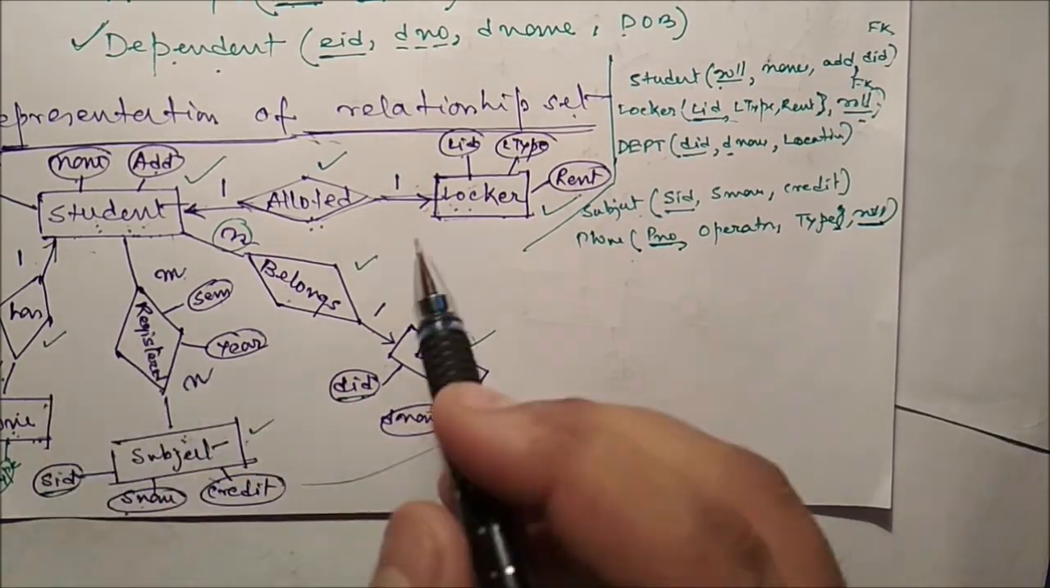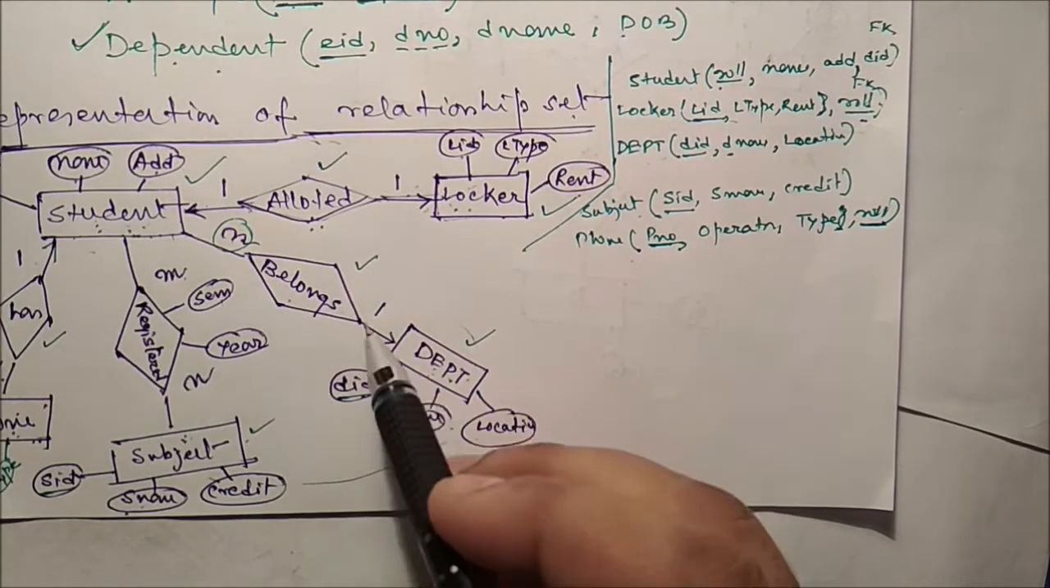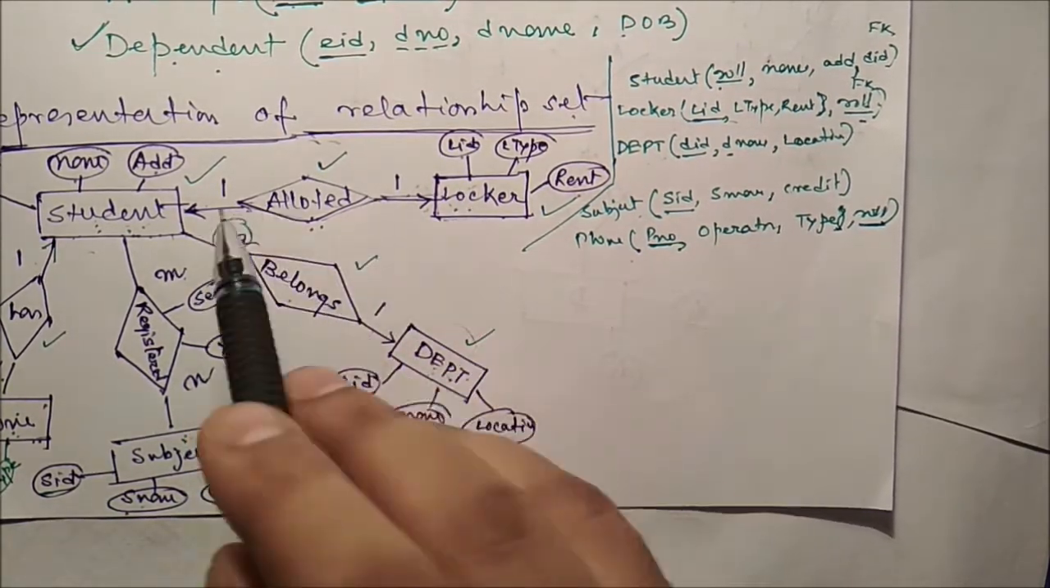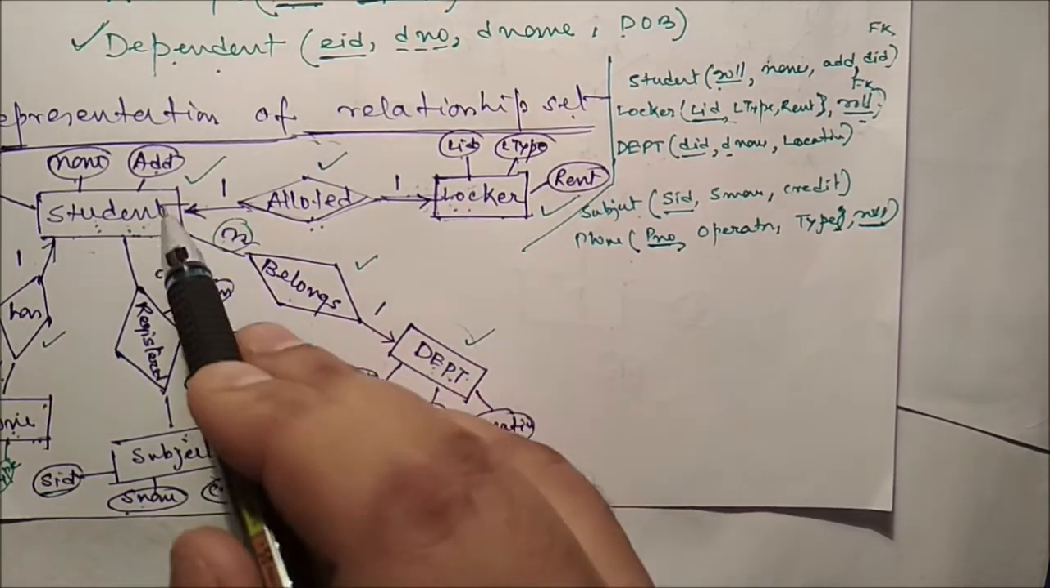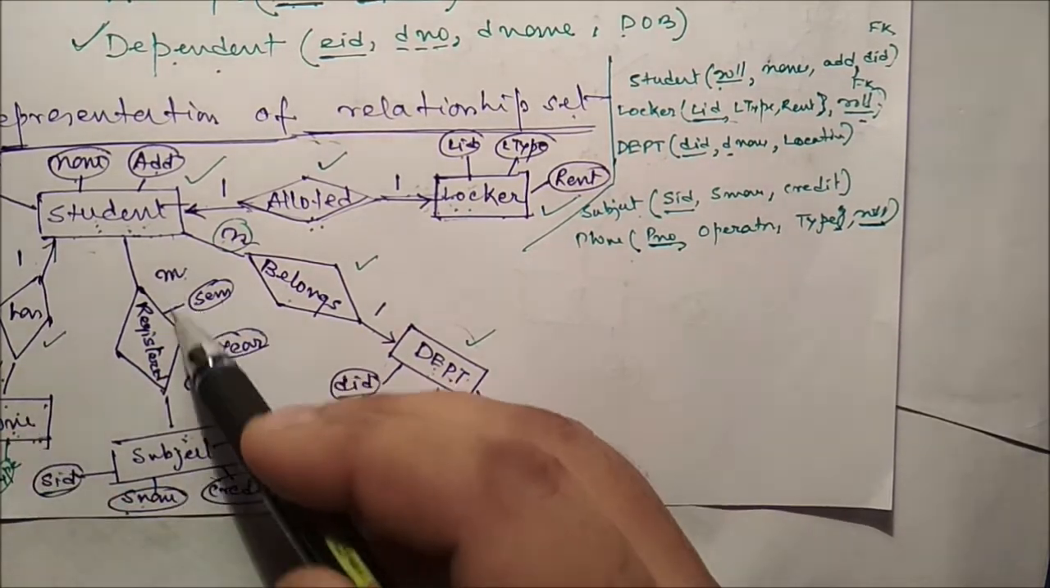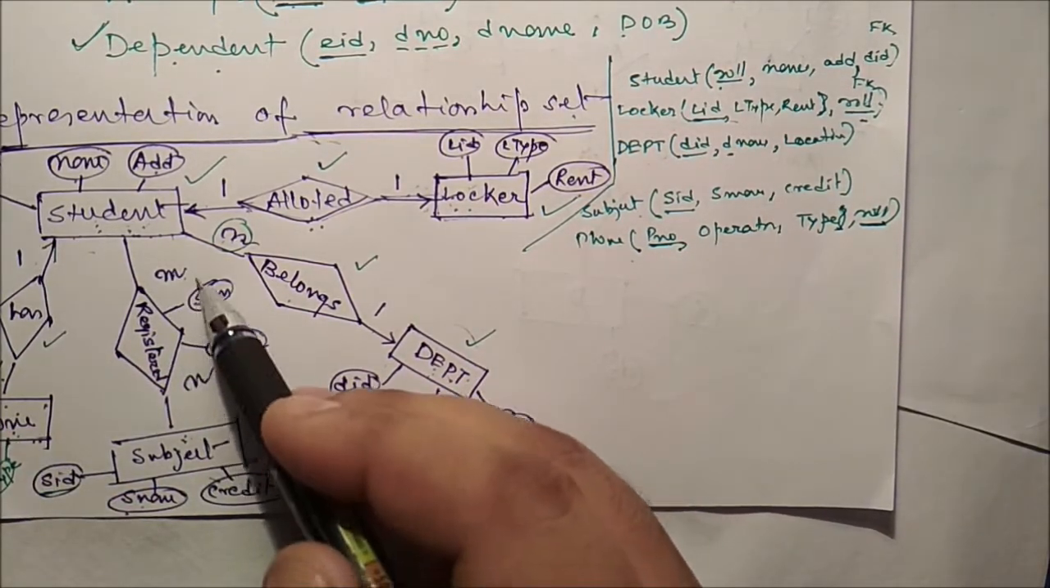Are you getting this one? So if it is 1:1, we have to put the key on any one side. If it is n is to n, on the n side. If it is 1:n, on the n side. But if it is m is to n, in that case we need a separate table.